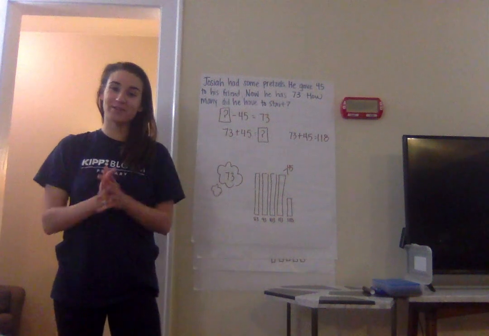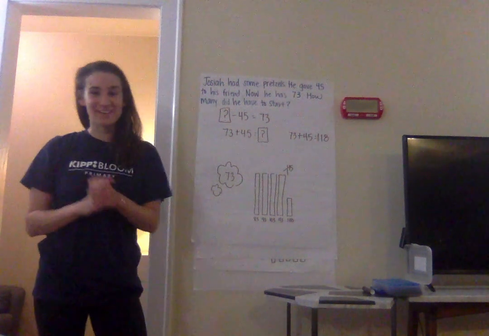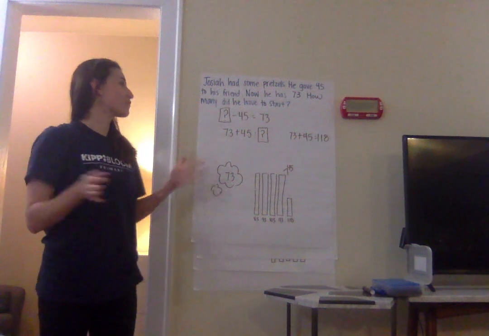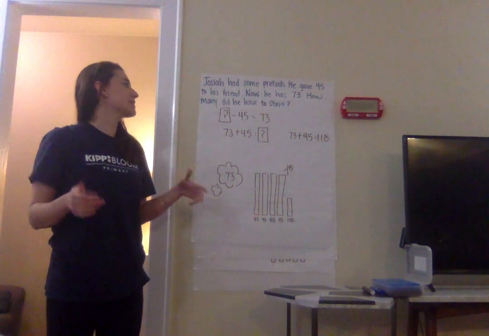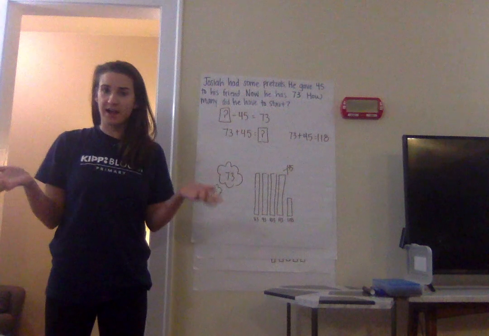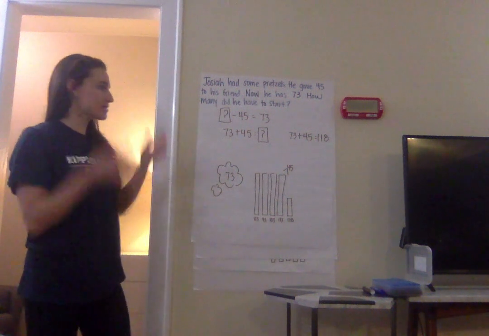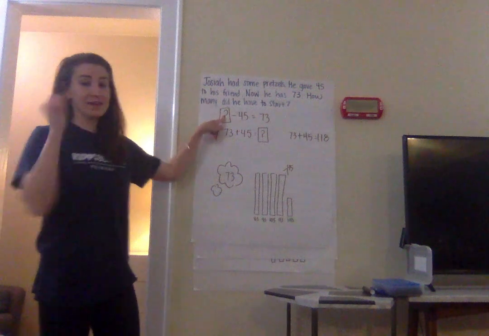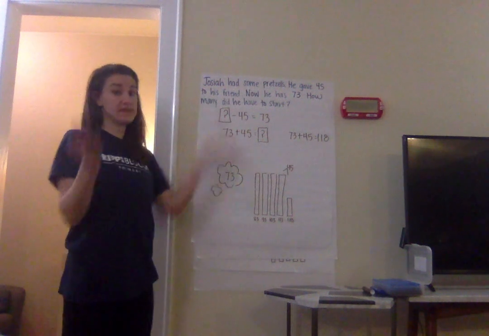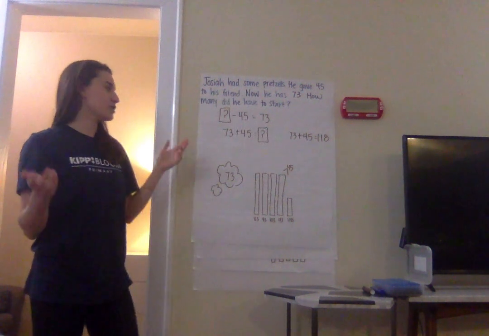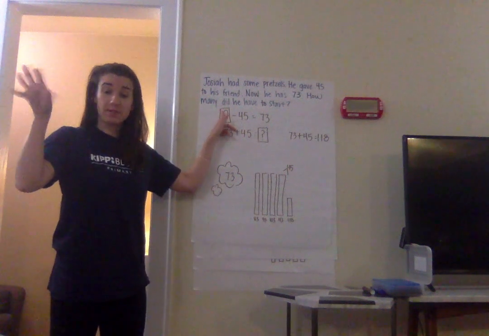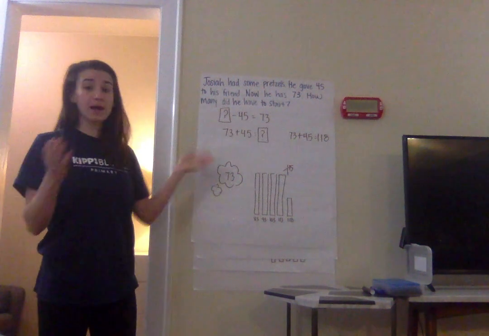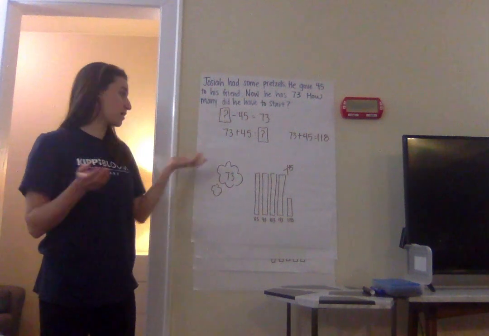Today we're going to start by going over our problem from yesterday that was about our good friend Josiah. Josiah had some pretzels. He gave 45 to his friend. Now he has 73. How many did he have to start? So I started with this same idea of trying to think about what was happening in this problem. He had some. He gave away 45. Now he has 73. So I knew that I don't know my total, that biggest number that I'm taking away from, but I do know my two pieces. So I'm going to add those two pieces up and find out that total, part, whole.